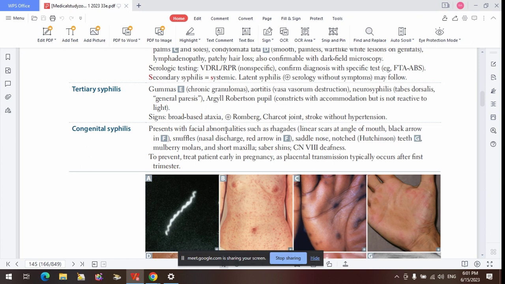So what are the signs? They can have broad-based ataxia because of the affectation from tabes dorsalis. They have Romberg's sign positive. Charcot joint from the tabes dorsalis, and stroke without hypertension. We explain this by aneurysmal rupture.